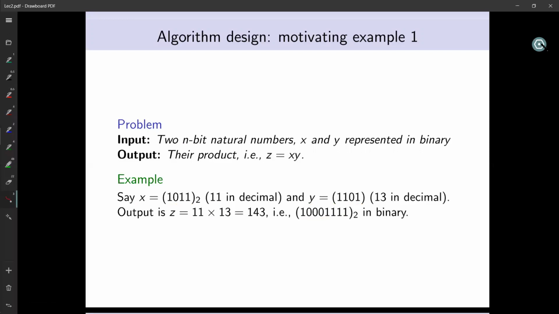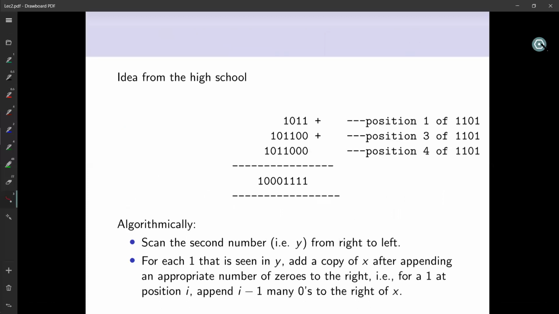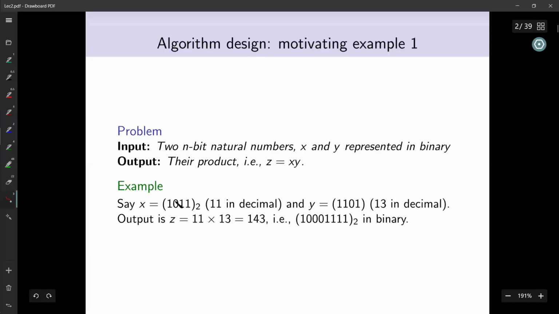So now the task is to come up with an algorithm for this. Well, there's no big deal. Maybe from fourth standard onwards, we have seen this algorithm, so I'll just go over that algorithm again. This is the idea from our school days. How do we perform multiplication? I'll just go with this example. We make copies of the first number based on the second number. The first number here is 1011. The second number is 1101.